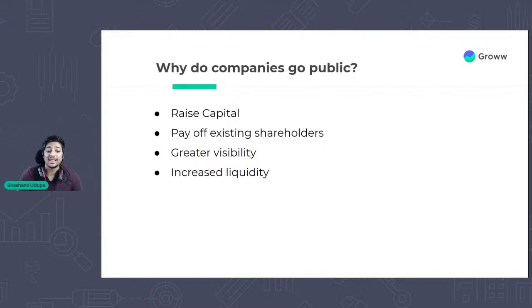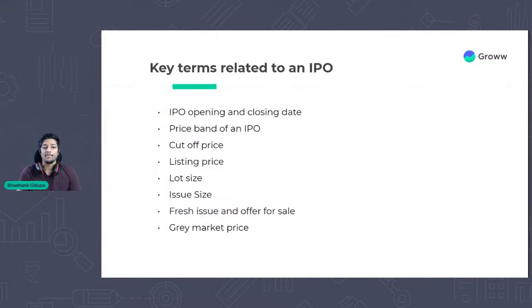Now, increased liquidity basically means that if someone wants to buy a particular share of a particular company, because the IPO has happened, a lot of people are buying and selling it right now. You would have seen that with Zomato, which is constantly happening as well. Now, this is very important, guys. Please listen to this, because every time you look at an IPO or you analyze an IPO, these are some key terms that you need to look at.